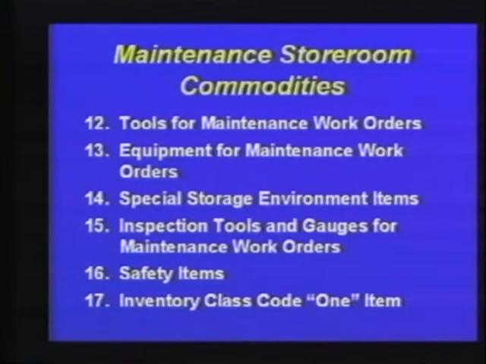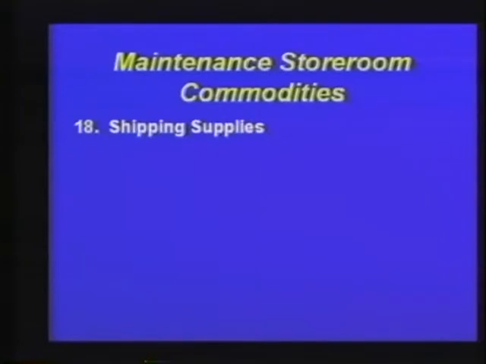We have safety items, which is item number 16. The inventory class code 1, which I've addressed earlier, but in that previous illustration there could be other items that are not part of inventory class code 1. 18 addresses the shipping supplies. 19 are the shelf life requirements.